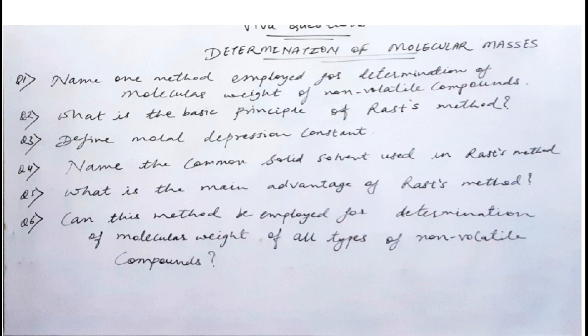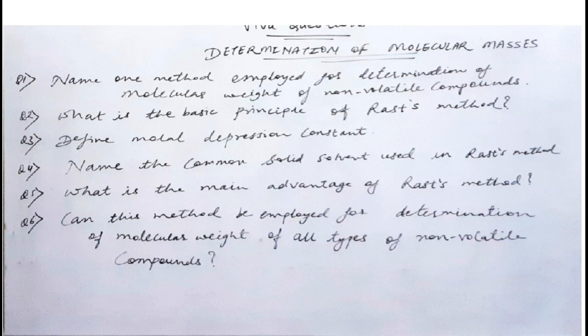Then name the common solid solvents used in Rast method. Generally there are two solid solvents which are commonly used, that is camphor and diphenyl. The next question is, what is the main advantage of Rast method? The main advantage of Rast method is it does not require complicated apparatus, and melting points may be determined with an ordinary thermometer in this case.